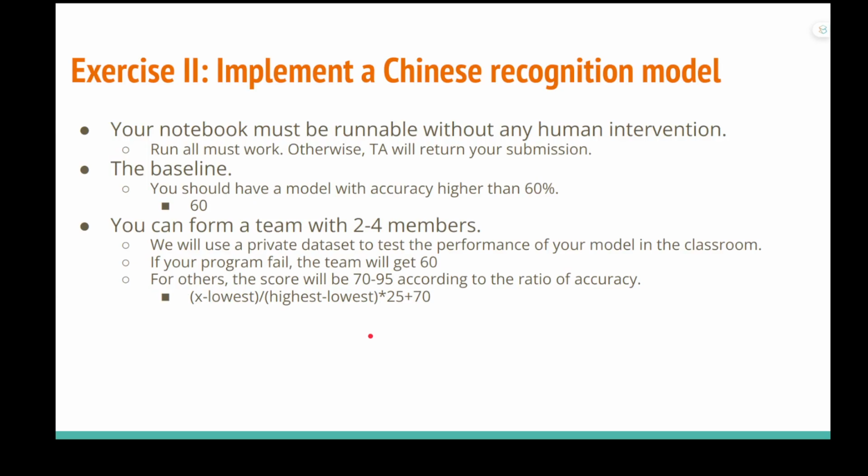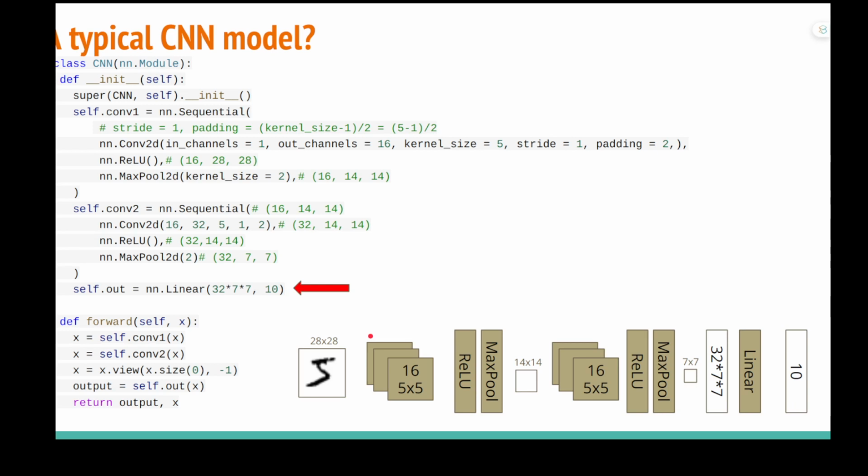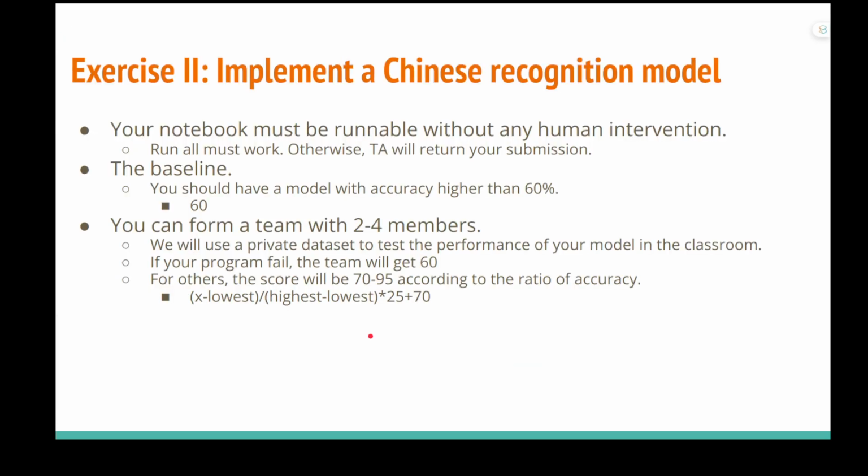Okay, so that's a very simple model which we're using to implement MNIST here. And actually, you can use it in a very similar way to implement any classification task. So in the second exercise, we will implement a Chinese handwriting recognition model. In this data set, there are more than 100,000 samples. Each of them is one of the Chinese characters written by hand, written by a couple of people.